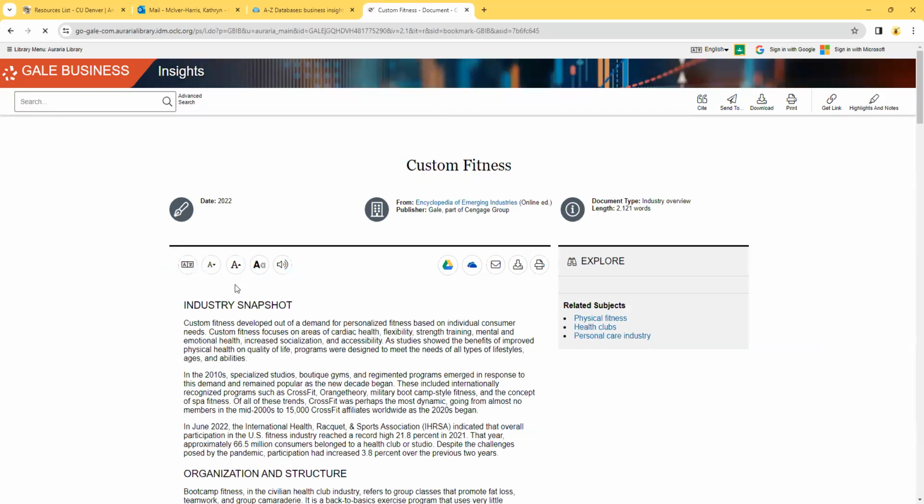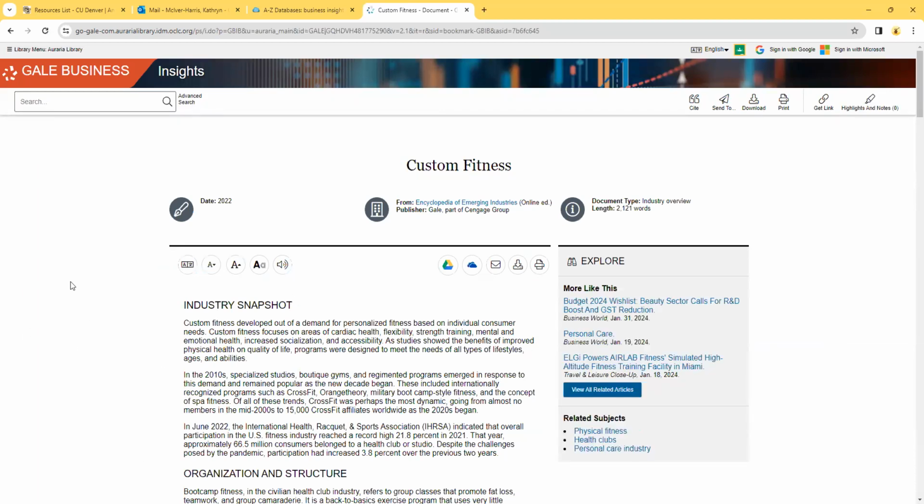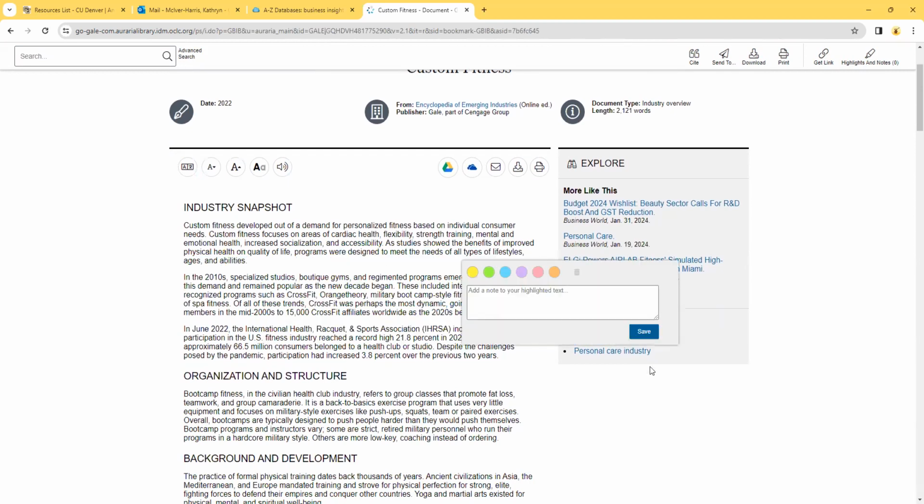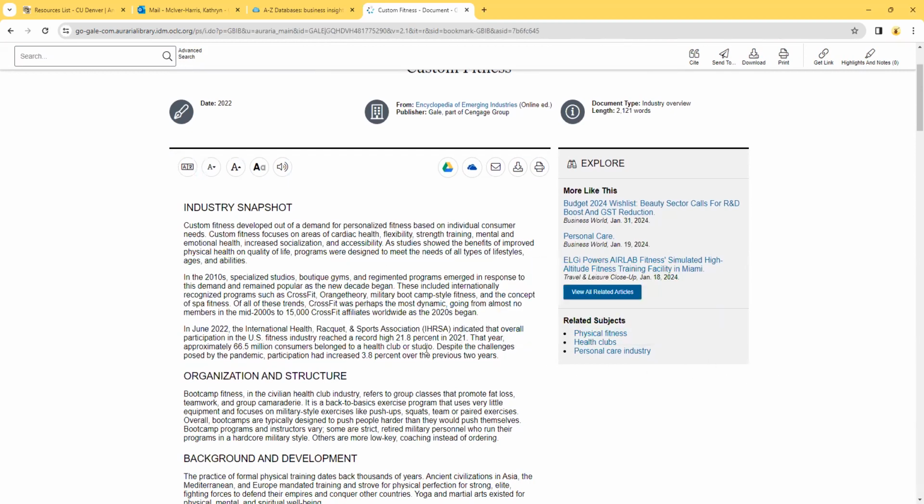All right, now we are in custom fitness. This is going to narrow it down to specific groups of people. Programs were designed to meet the needs of lifestyles, ages, and abilities. So we're looking at specialized studios, boutique gyms, and reimagined programs that are in response to demand. One of your groups needs to be paying really close attention to this.